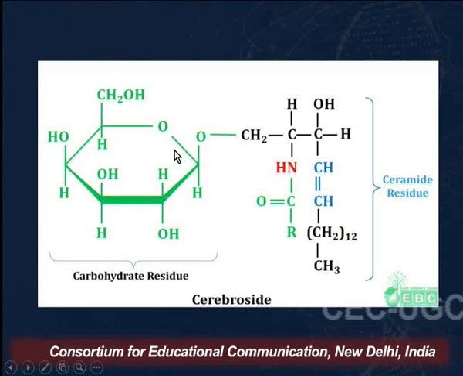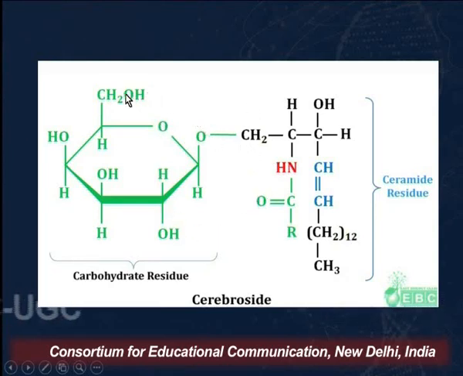But this is the glycosidic linkage here. The glycosidic linkage is formed as a result of bond formation between the OH on the anomeric carbon and the OH of the ceramide, resulting in the glycosidic bond here. So, this is the basic structure of the cerebroside.